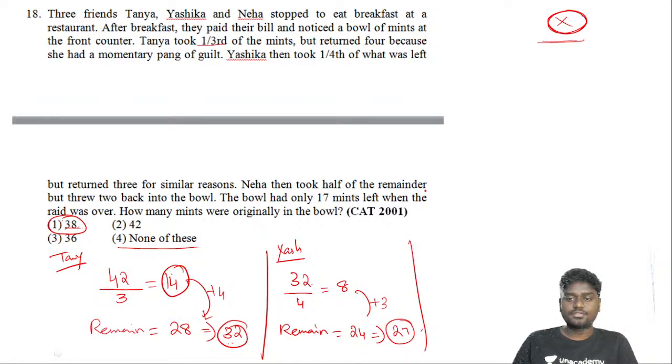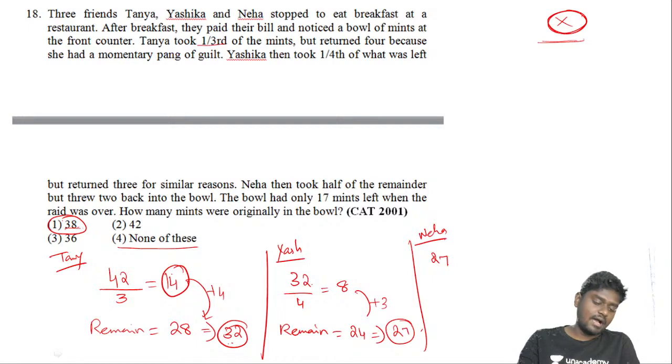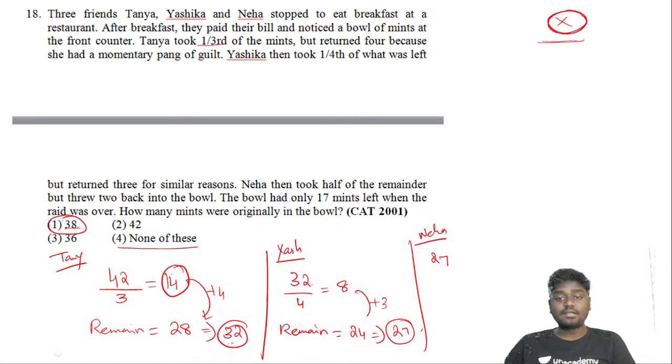And then last comes Neha. The remaining you have is 27, and Neha took half of the remainder. If you try to find half of this 27, you cannot find it exactly, because you get a decimal out of it. So probably this option doesn't work. What exactly can we do with this? Anybody who got the right answer, just let me know.